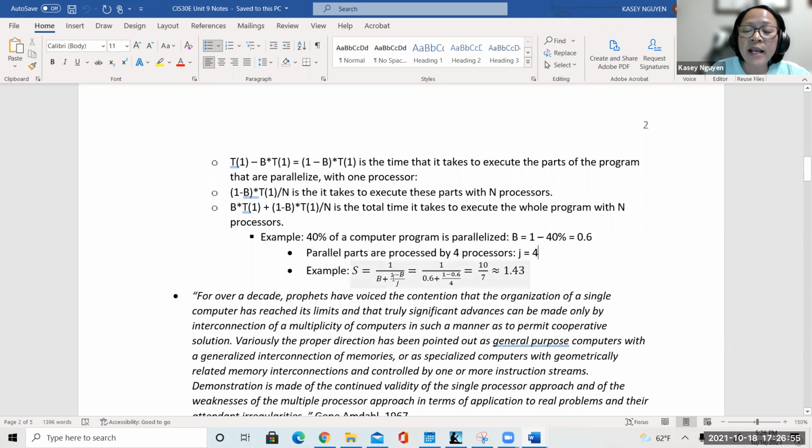Then when we plug it into the equation, we first need to determine the sequential part. That will be 60%, so here you have 0.6. That will represent your B. Then we would have 1 minus 0.6, which is the 40%, divided by 4, because there are 4 processors. Your J is 4. You can plug this into your scientific calculator, and you would get approximately, rounded off, 1.43 or 10/7.